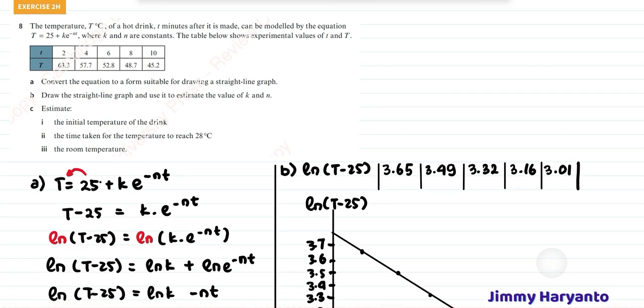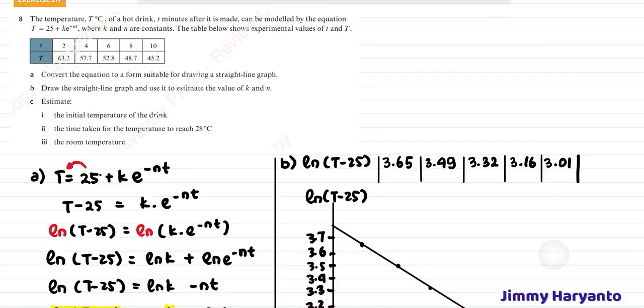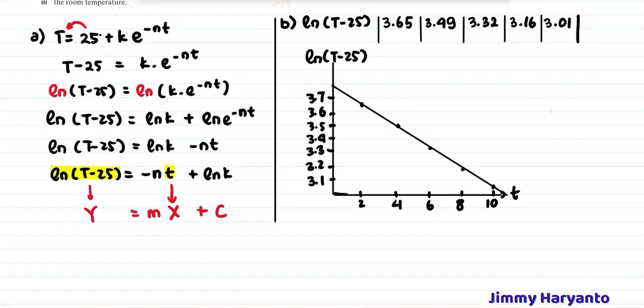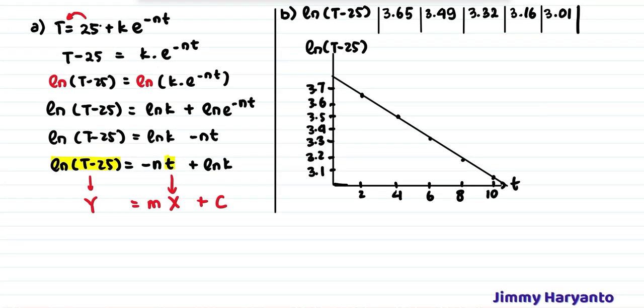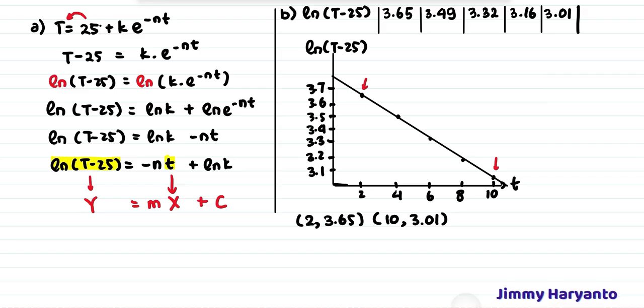That means we have to find the k and the n first. Yeah, let's choose 2 points. I will choose this one and this one. So the first point is 2, 3.65, and the second point is 10, 3.01. This is the x1, y1, x2, and y2.